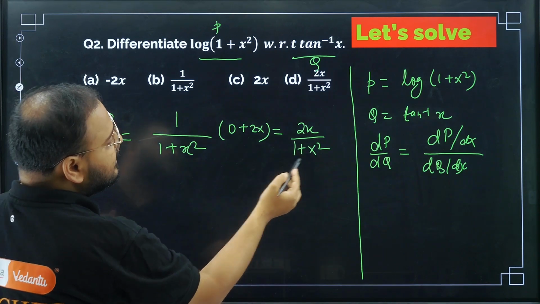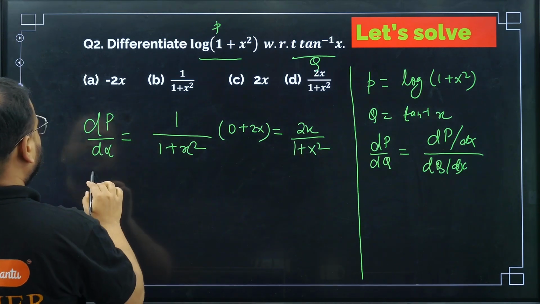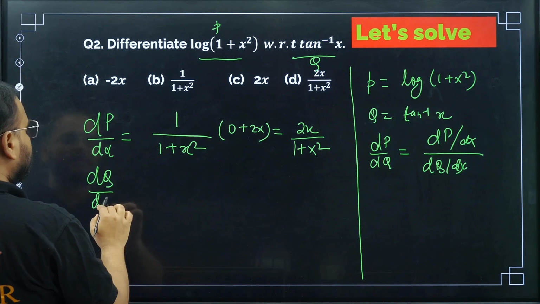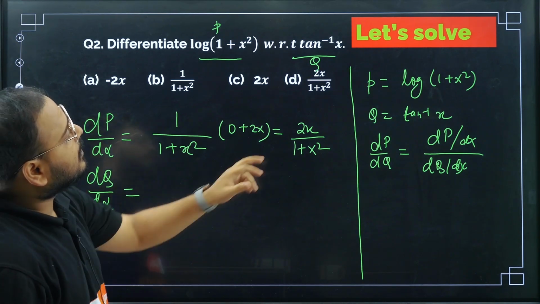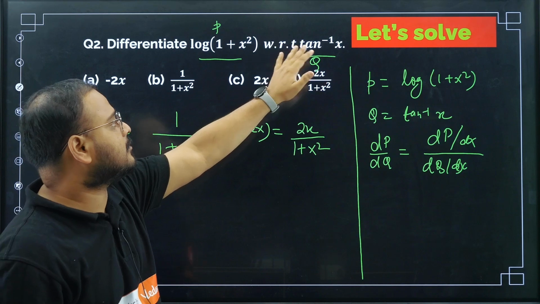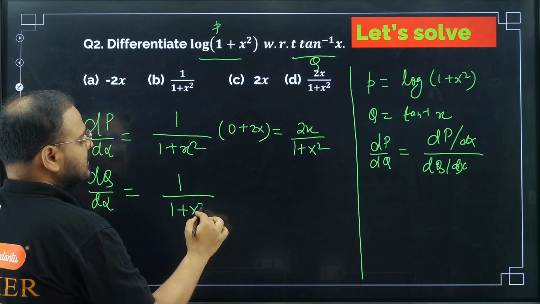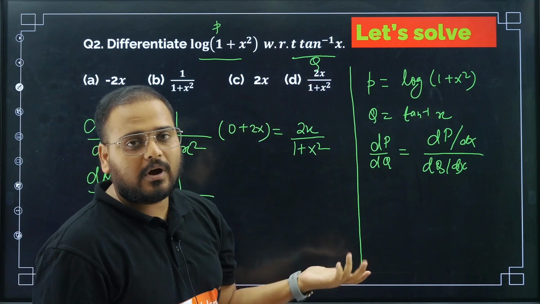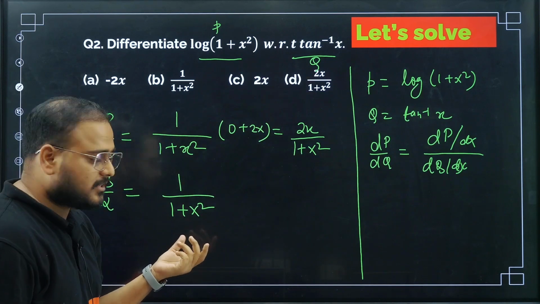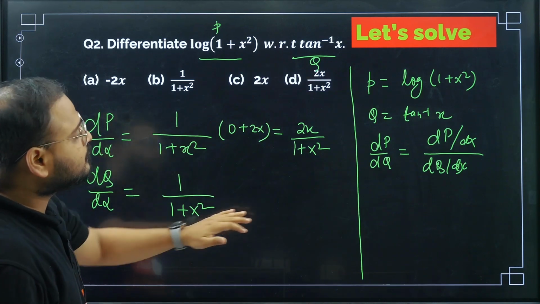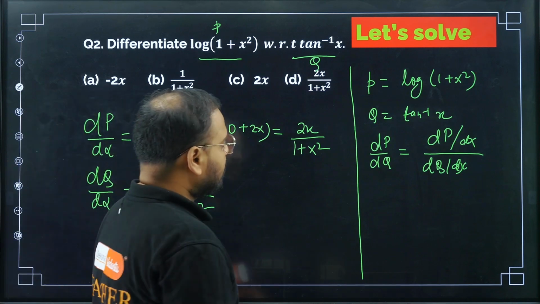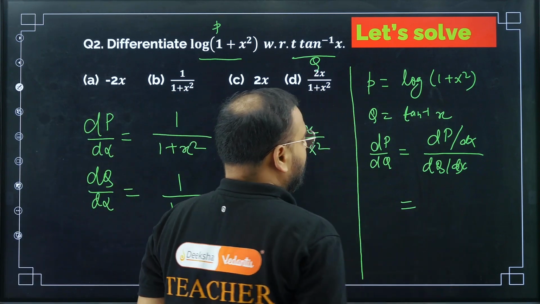What about the second one, dq by dx? Q is tan inverse of x, so differentiating tan inverse of x gives 1 upon 1 plus x square. So again, what we are looking for is that ratio. Let's use it here.